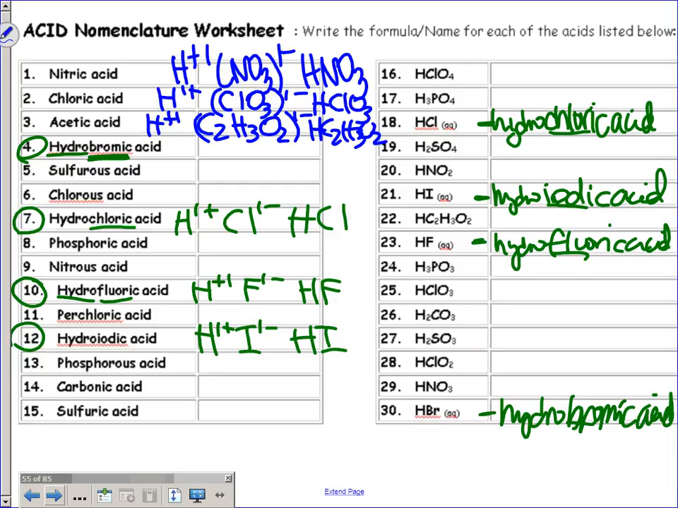HC2H3O2. Leave that H in the front because that's screaming to me, I'm an acid, so I like to make sure you know it's an acid. Let's go ahead down to number 5.